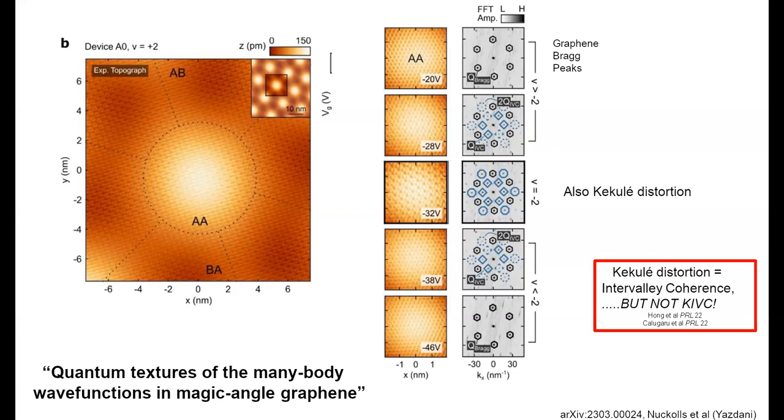But it's not KIVC, because KIVC is not supposed to have a density modulation. Because of its time reversal symmetry, it only has currents moving in this triple unit cell. So that eliminates KIVC from contention.